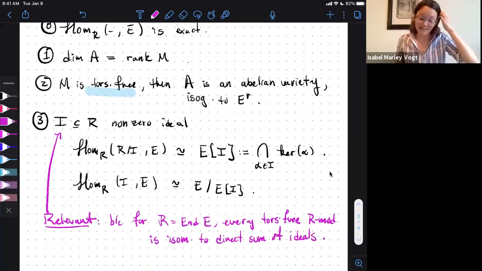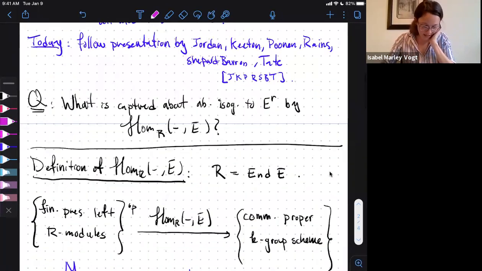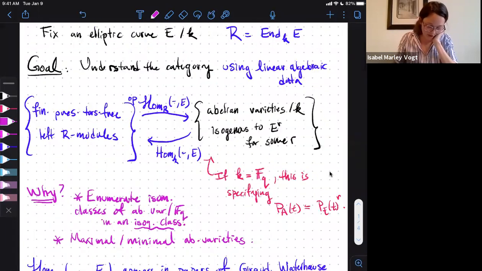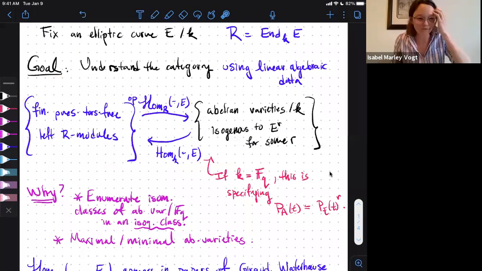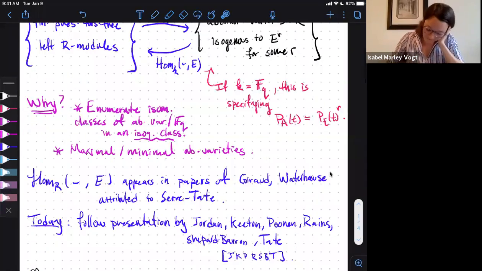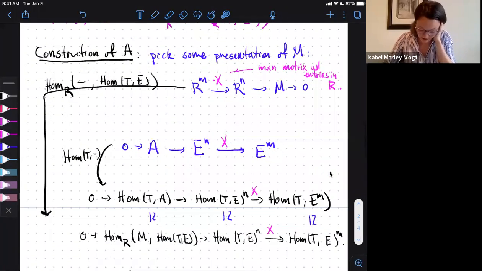So the category that we had, let me just scroll back up to the very top. Sorry for making you dizzy. The category that we had of finitely presented torsion-free left R-modules, it's really easy to understand, right? We have just things that are isomorphic to direct sums of ideals. And so we can push those over by this functor, and we get certain, well, elliptic curves, things that are isomorphic to products of elliptic curves.